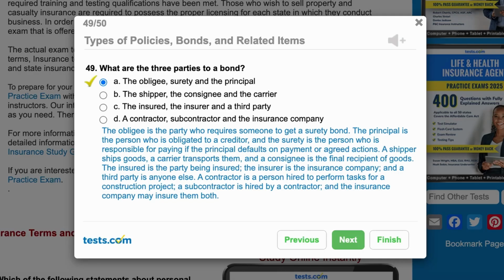A shipper ships goods, a carrier transports them, and a consignee is the final recipient of goods. The insured is the party being insured, the insurer is the insurance company, and a third party is anyone else. A contractor is a person hired to perform tasks for a construction project. A subcontractor is hired by a contractor, and the insurance company may insure them both.